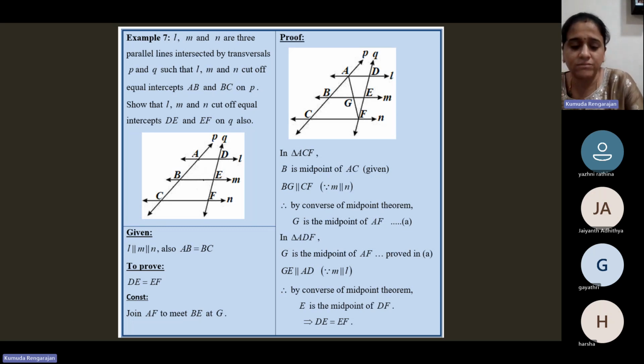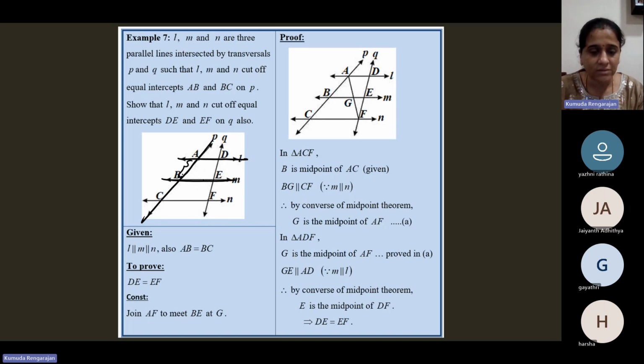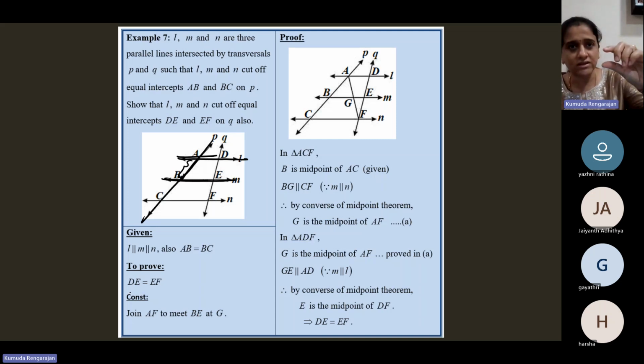Oh, intercept. Yeah, good. Very good. What is an intercept? Intercept is a portion of the transversal between 2 parallel lines. Now see here, this line is parallel to this line. This is a transversal. This one is an intercept because this is the piece of the transversal between these 2 parallel lines. A piece of the transversal between 2 parallel lines is an intercept. Intercept is a line segment.